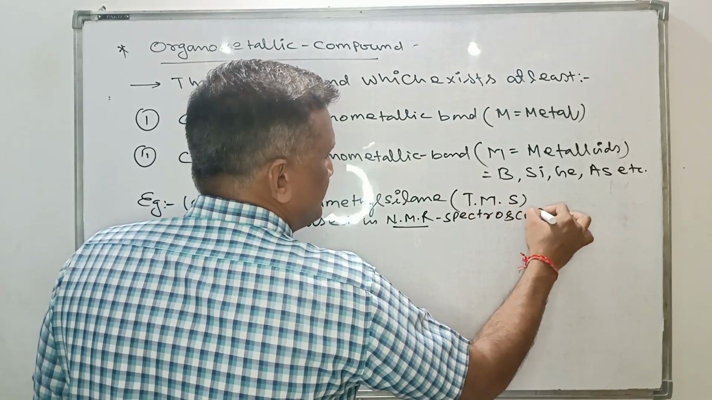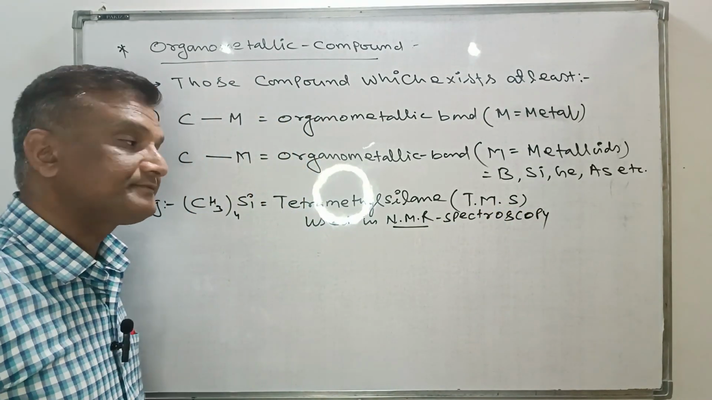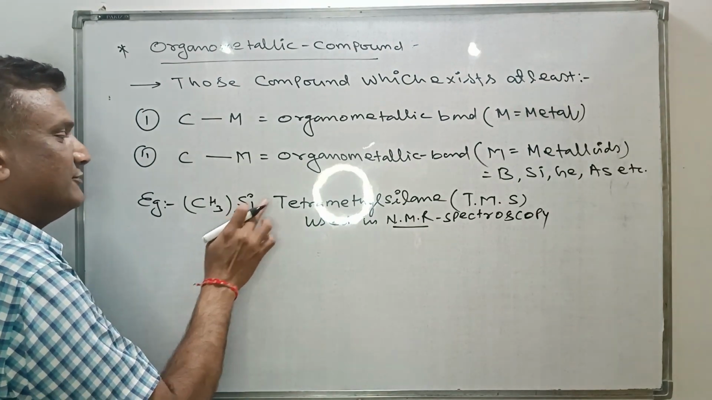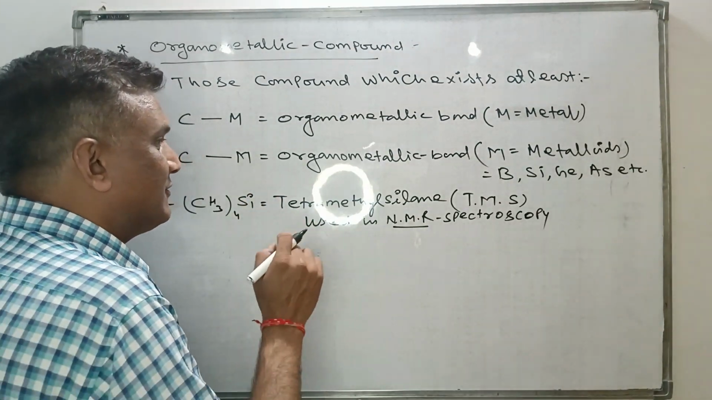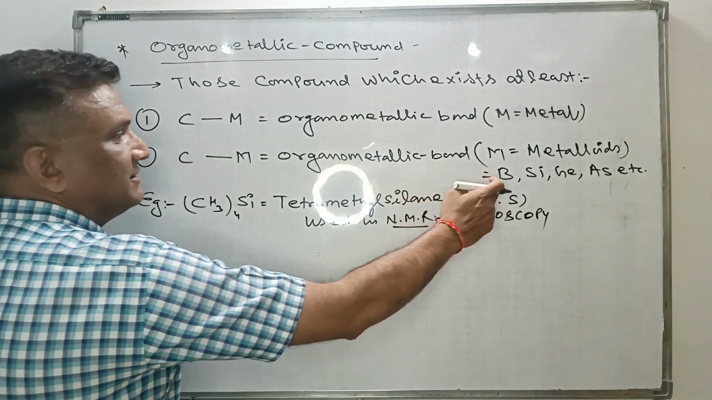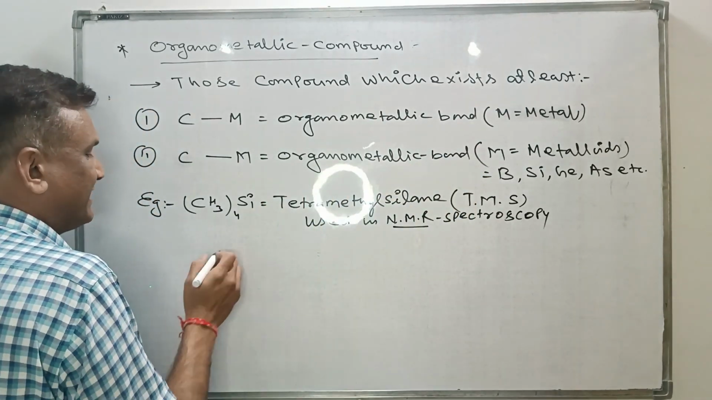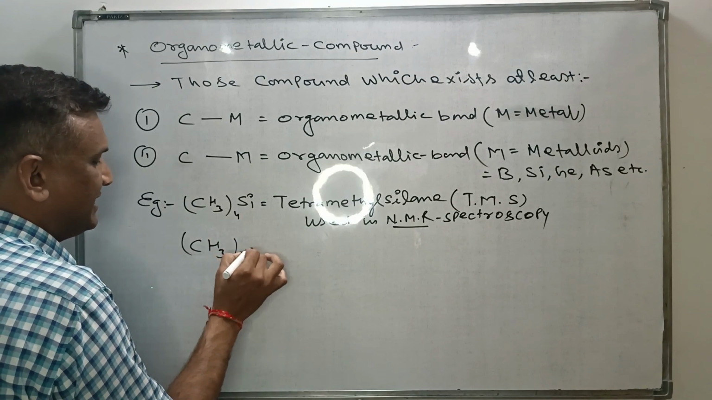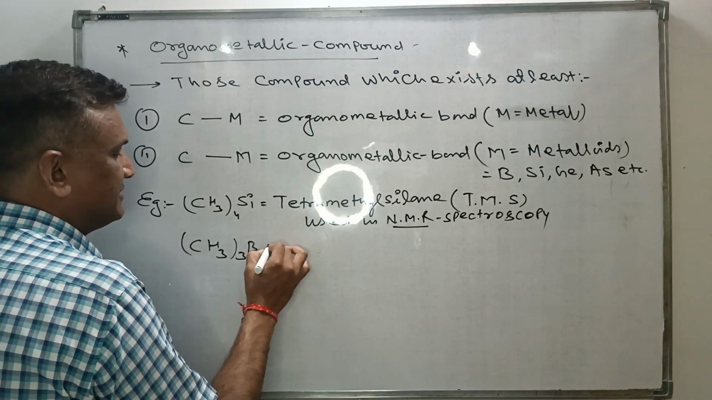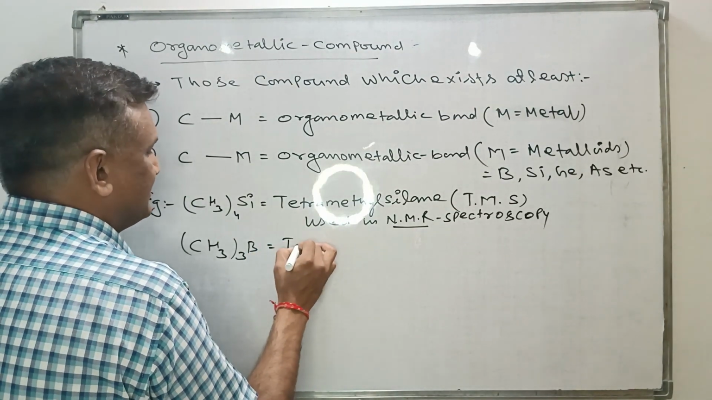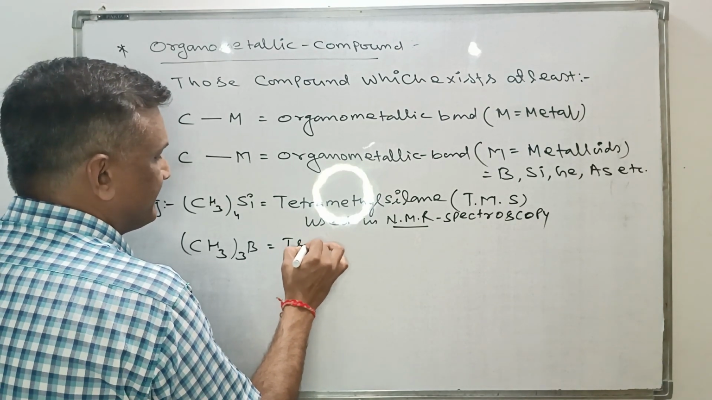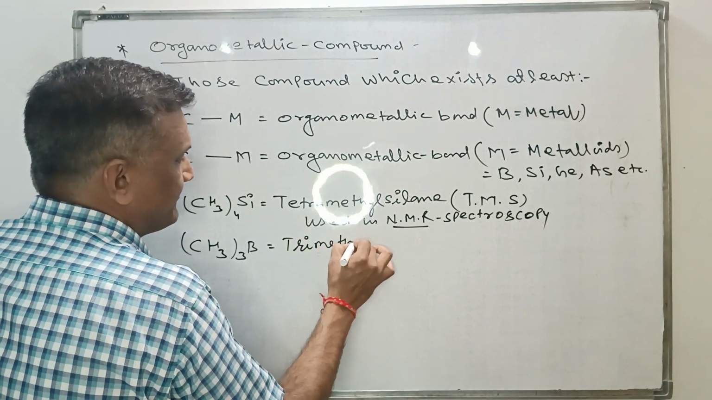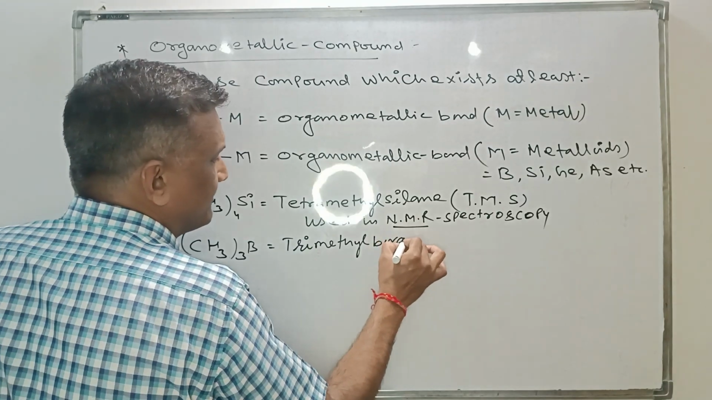स्पेक्ट्रोस्कोपी में यूज करते हैं पर्टिकुलर (CH3)4Si. If we'll go with the just boron, then we can take example of (CH3)3B also. This is called as trimethylborane.